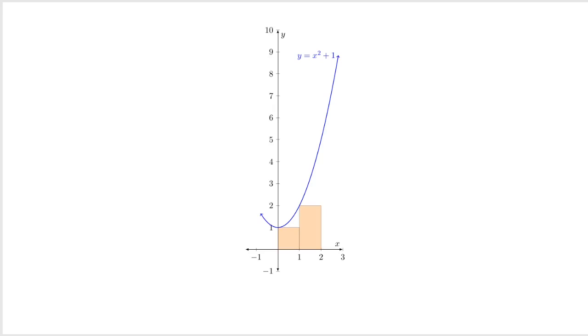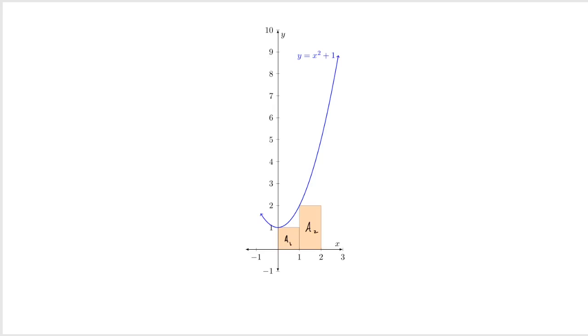And instead of just showing that the area that we're looking at contains a single rectangle of width 2 and height 1, we can break it into 2 rectangles, each of width 1. And here, the height of each rectangle is based on the function value at the left-hand endpoint, or the left-hand x value of each of the rectangles.